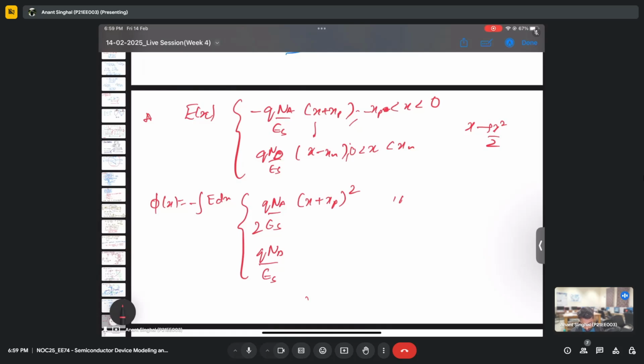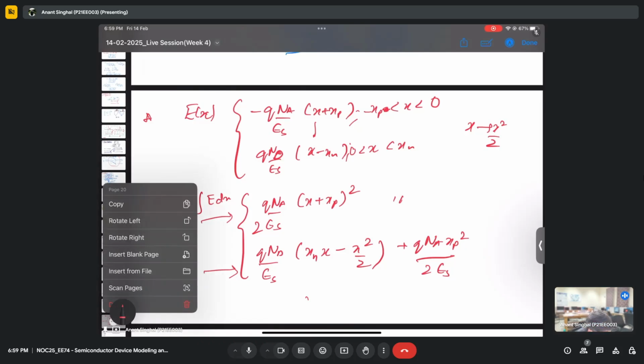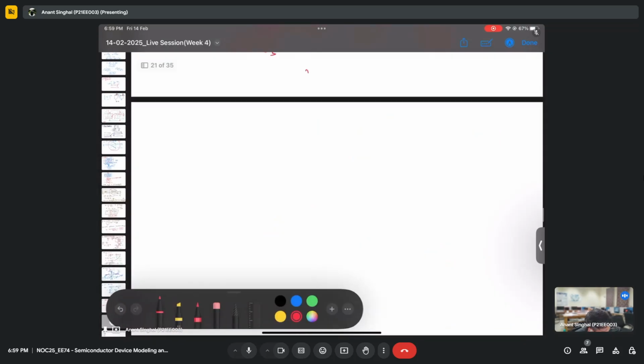Okay, so there will be some constant also, I guess, associated with this, or not. If this is the final relation that you will get, so this will be xn x minus x square by 2 plus q Na xp square by, yeah, something like this you will get. So this is the potential on the n side, and this is the potential on the p side. I'm not deriving the potential part because this is again the same. You will integrate it again and you'll get the same.